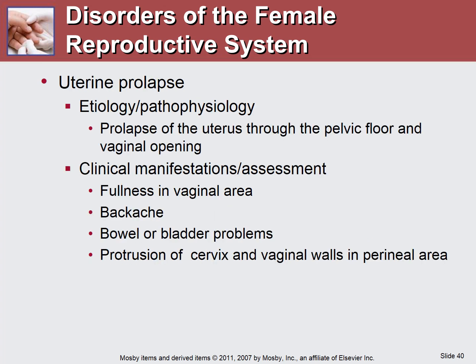You have uterine prolapse, a pull-down of the uterus through the pelvic floor and vaginal opening, right? So there's going to be fullness in the vagina area, back pain, bowel and bladder problems, and protrusion. You actually will see the cervix and the vaginal wall in the peritoneal area. So yes. Next slide.